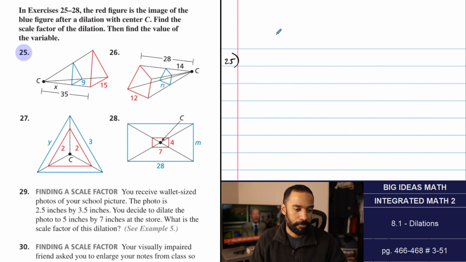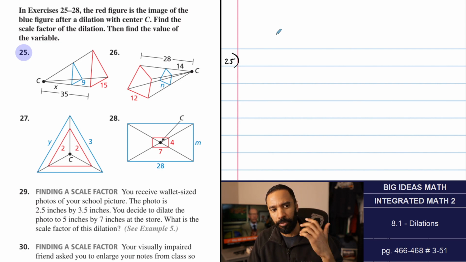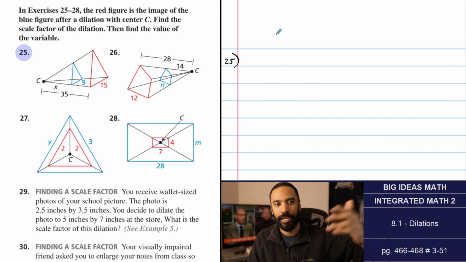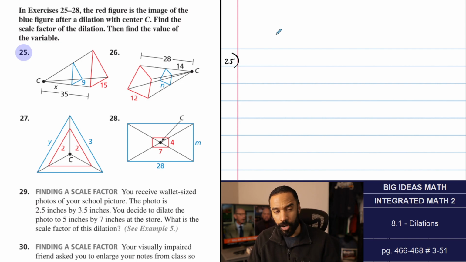Maybe I do. It depends on the problem. But yeah, it's just based on the growth and all the stuff. So the red is the image of the blue. That means we go from blue to red. That makes the first one an enlargement, for example.